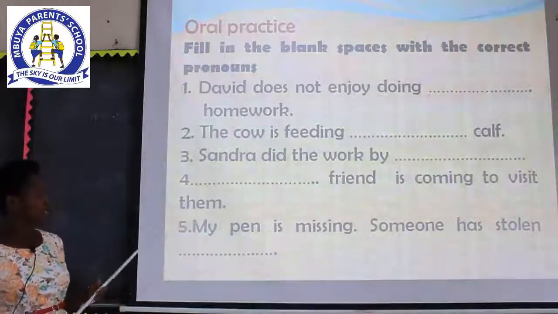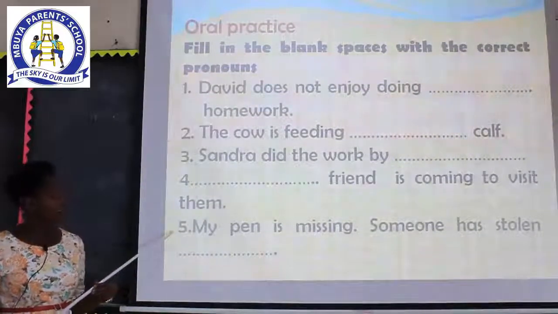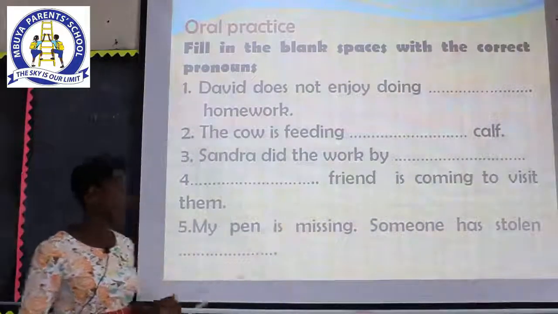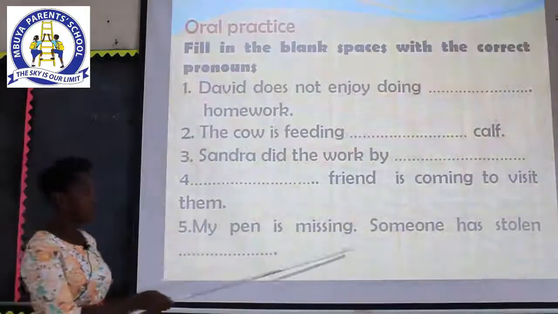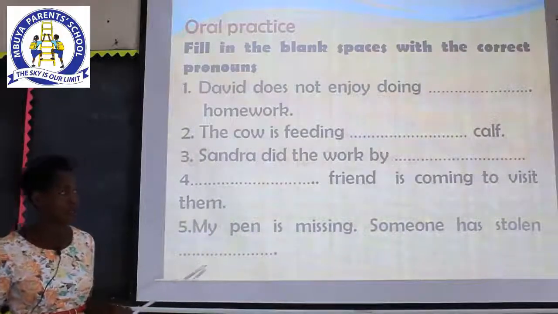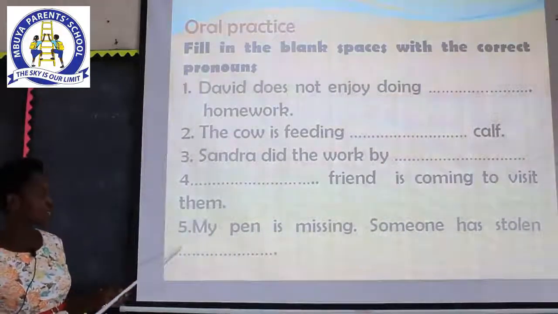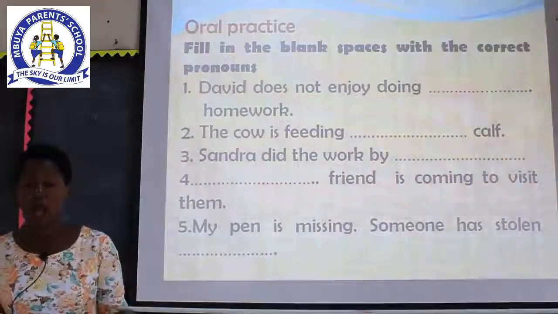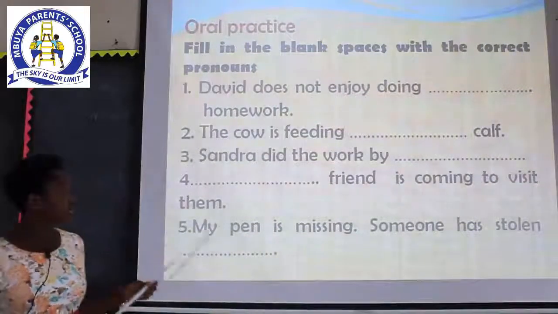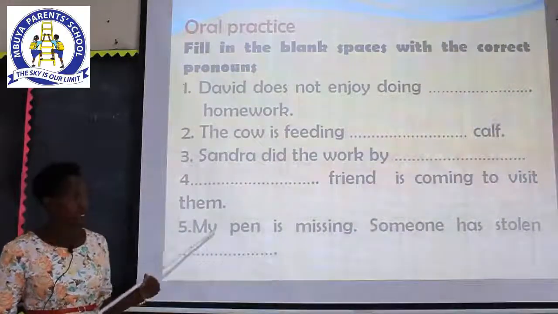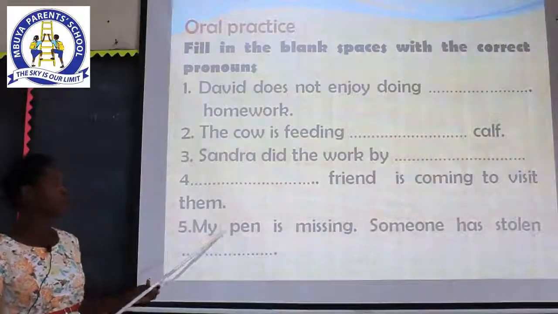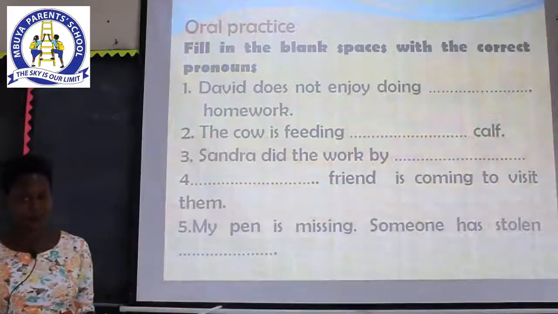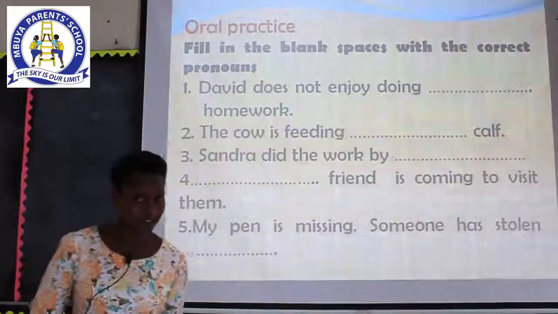All right, let us look at example number 5. My pen is missing. Someone has stolen dash. In this case, we are talking about a pen. A pen is an object, so it takes the pronoun it. So we are going to say, my pen is missing. Someone has stolen it. Are we there, children?